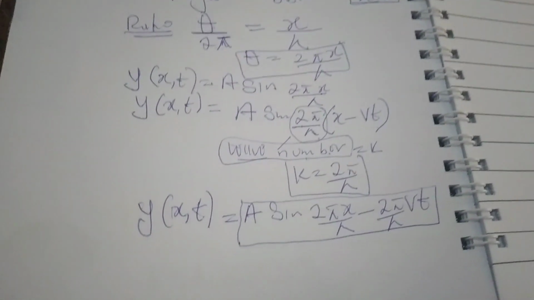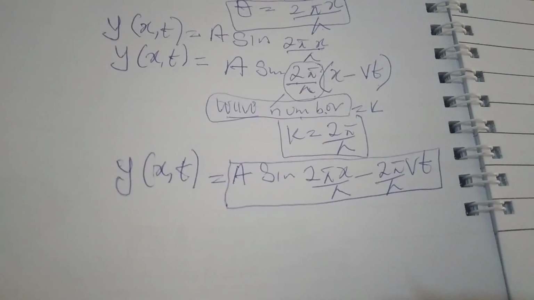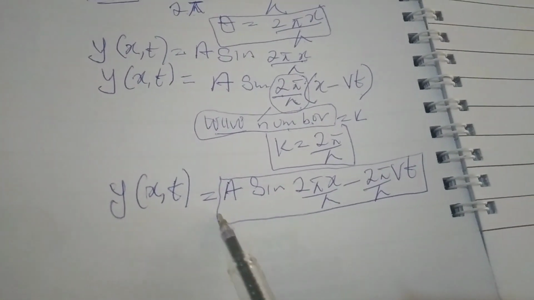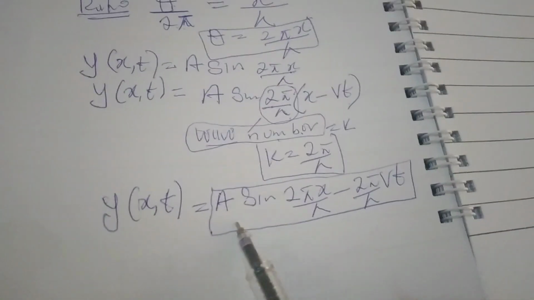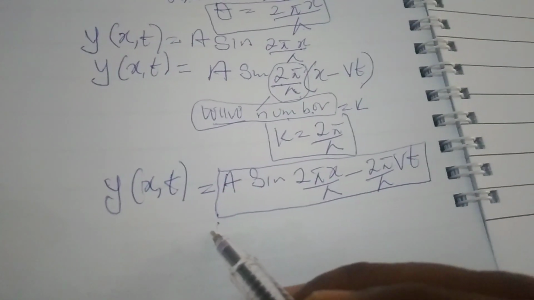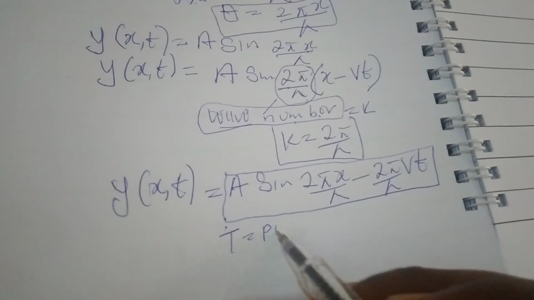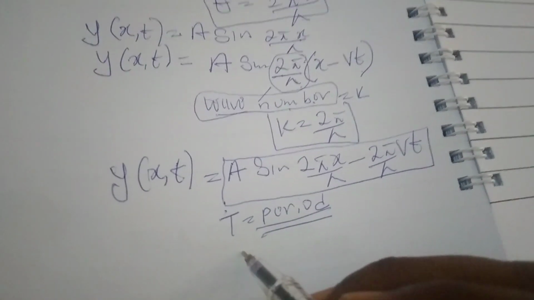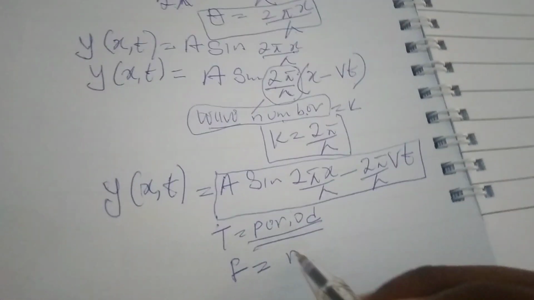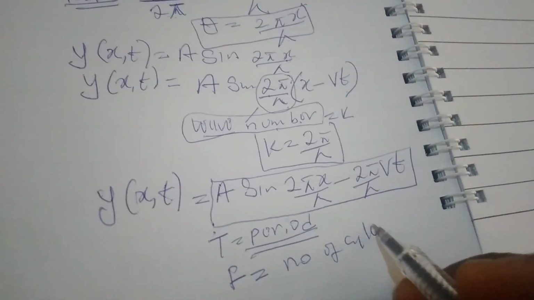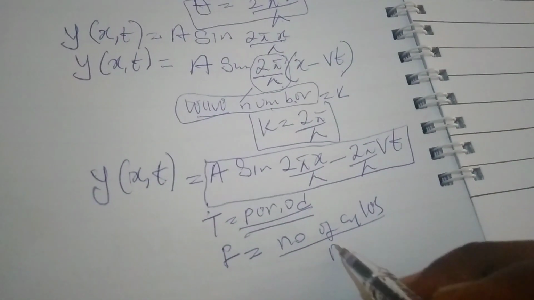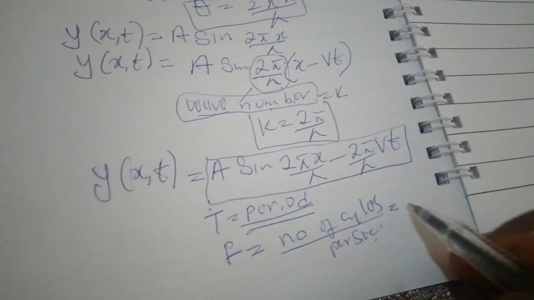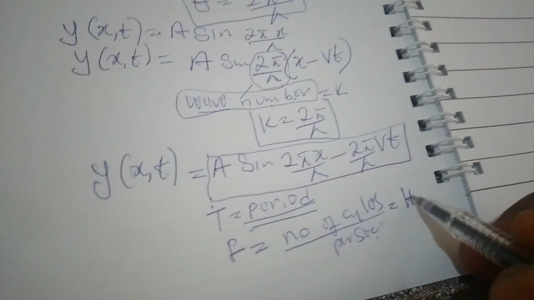In my subsequent video, I will present a simple exercise using this transverse wave equation to find what is called the period T of the wave. Period is the time taken for the wave to complete a full cycle, and the frequency of the wave is the number of cycles that the wave completes per second. The standard unit of cycles per second is called the hertz.